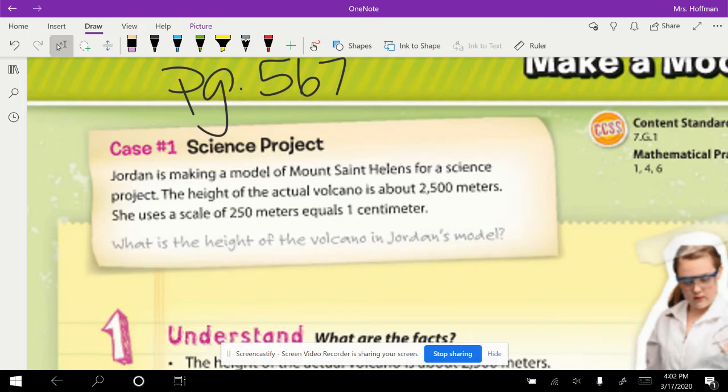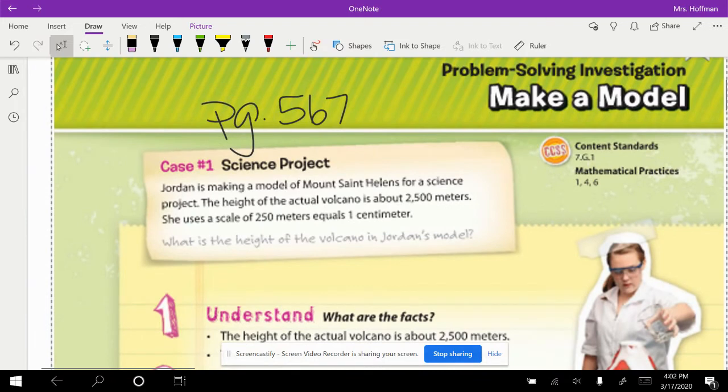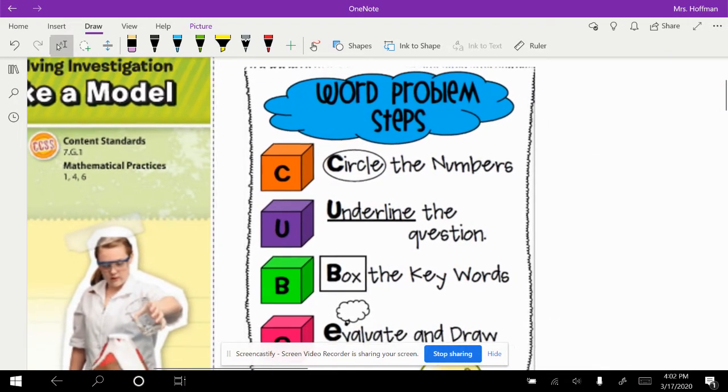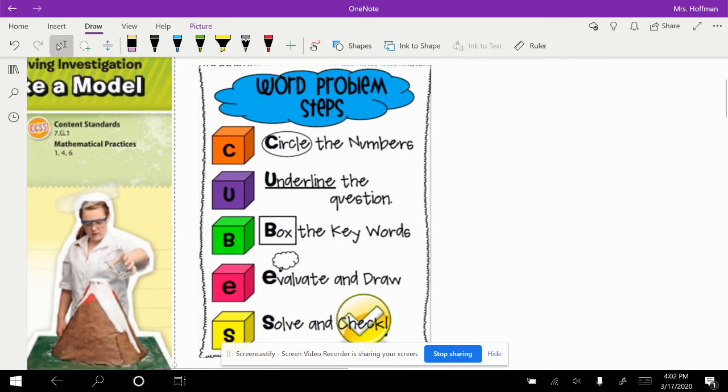What I really want to show you guys is this process called CUBES. I taught this to 7 High, but I didn't really teach it to anybody else, so I'm teaching it to you now. Anytime you read a story problem, it's really important to have your own method for understanding the problem. So I really like CUBES, C-U-B-E-S. You circle the numbers, underline the question, box keywords, evaluate, and then solve. So let's just go ahead and do that with this problem.